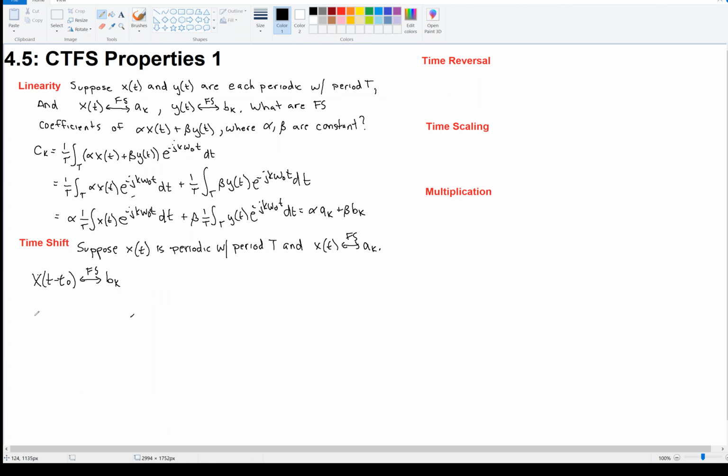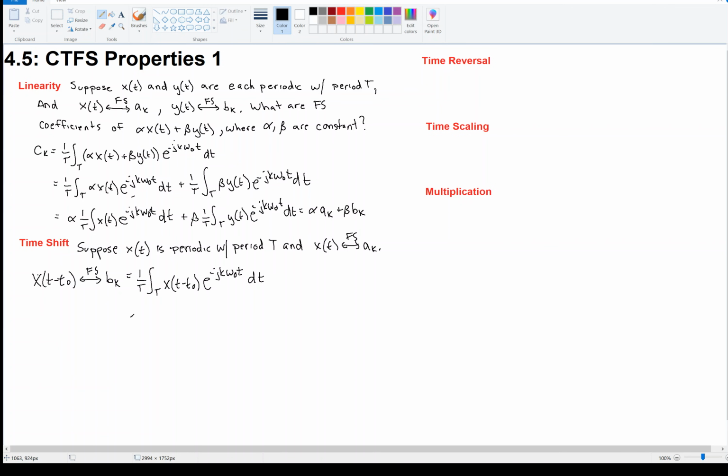All right, so we go again to the definition. I guess we'll go to the b_k. We'll say b_k equals 1 over T integral over T times x of t minus t0, right? Because that's the signal whose Fourier series we want. E to the minus jk omega 0 t dt.